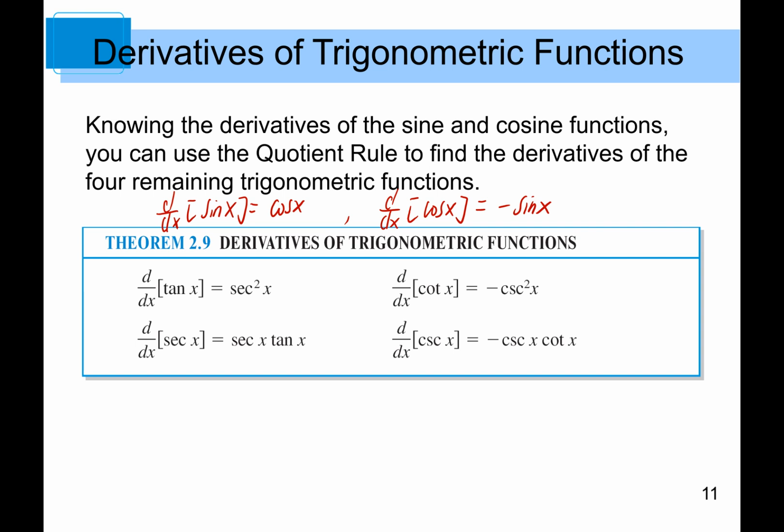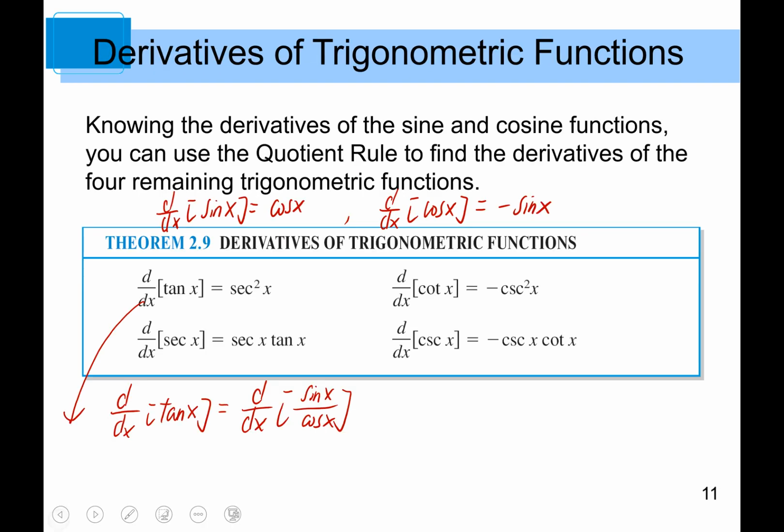Okay, so the derivative of tangent x. I'm going to prove one of them. Let's see, the derivative of tangent x: we can write tangent x as sine x over cosine x. Now f is sine x, g is cosine x. So f prime, the derivative of sine x, is cosine x, and g is cosine x, whose derivative is negative sine x.